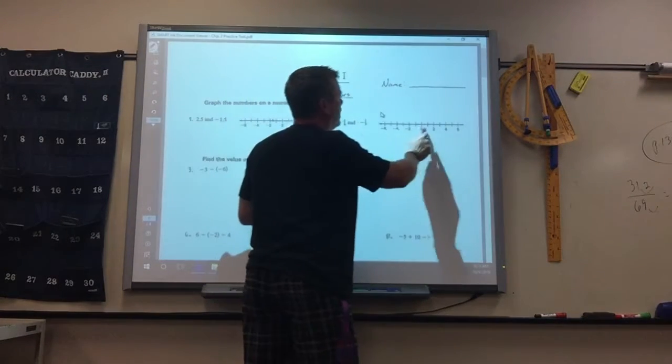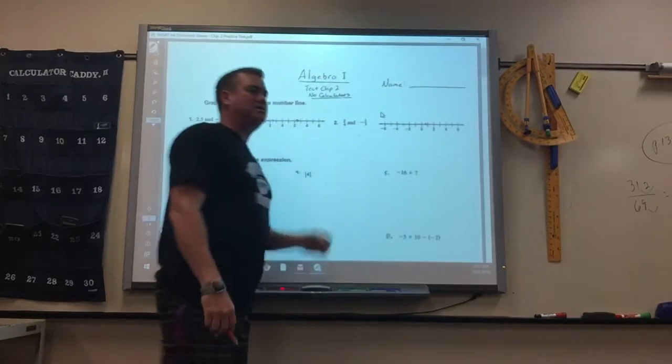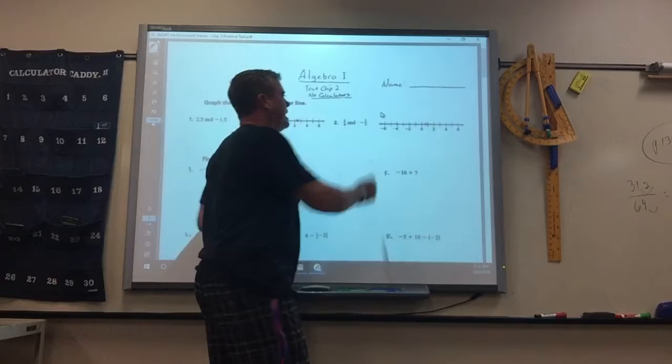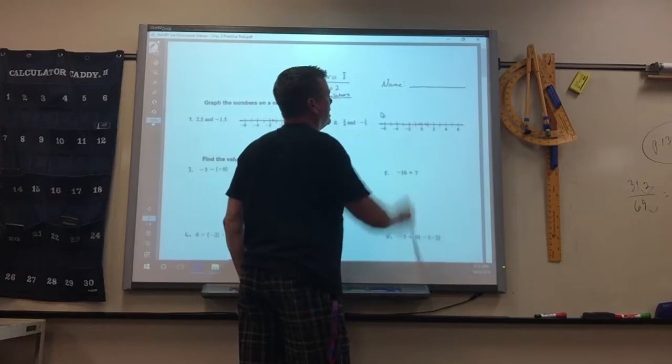3/4 is not quite up to 1, so it'd be right about there. It's halfway between a half and 1. Negative 1/3, you're going left, would be right there.